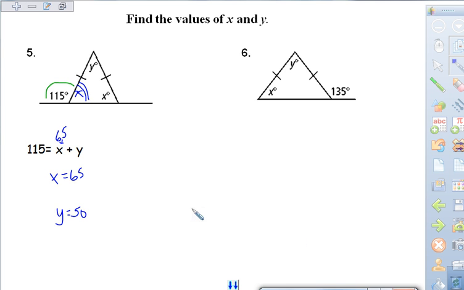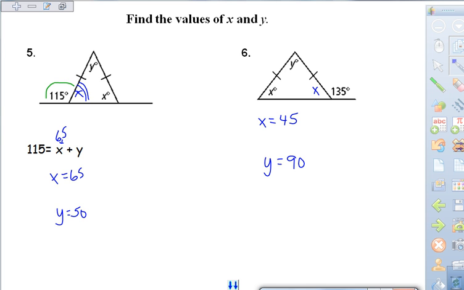Without using the exterior angle theorem, you could also use triangle sum. Once you have both of these at 65, then you could add all three of those angles together and they would have to equal 180 because of the triangle sum theorem. Try number 6. Pick your method. Pause the video here and turn it back on when you're ready for the answer.